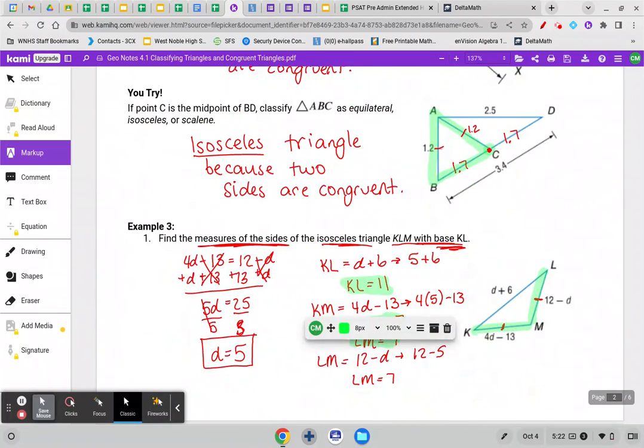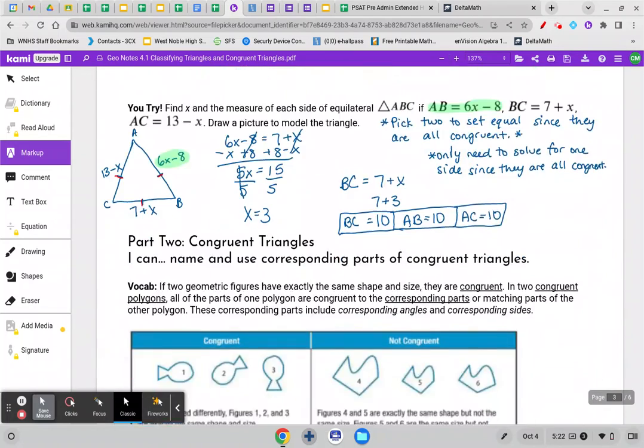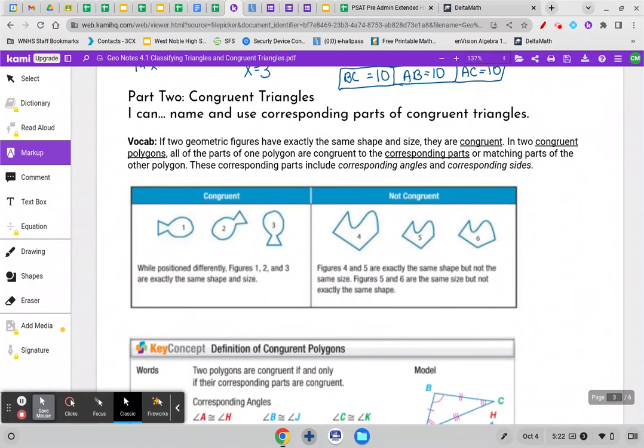Anyway, we can name by angles, we can name by sides, we can do some solving. Now we are going to look at congruent triangles and congruent shapes as well. So you guys will be able to name and use corresponding parts of congruent triangles. So our vocab here: if two geometric figures have exactly the same shape and size, they are congruent. In two congruent polygons, all the parts of one polygon are congruent to the corresponding parts. This just means the matching parts of other polygons.